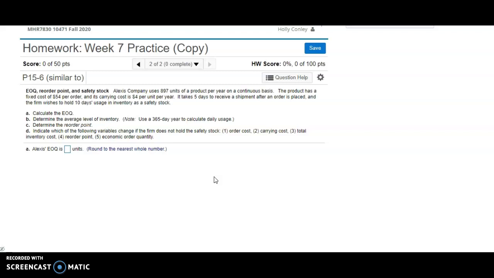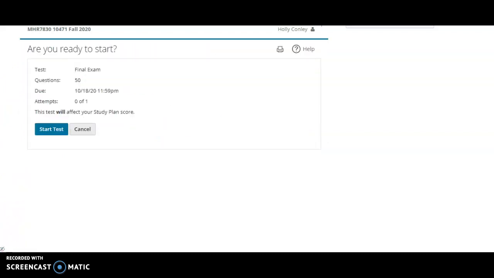The other thing that we're going to look at is you do have your exam. So let's look at the exam for a second. We can see that the exam has a total of 50 questions. There is no time limit for the exam. It is due on the 18th, end of day. You have 1 attempt, and you are allowed to use your notes and your book for it.